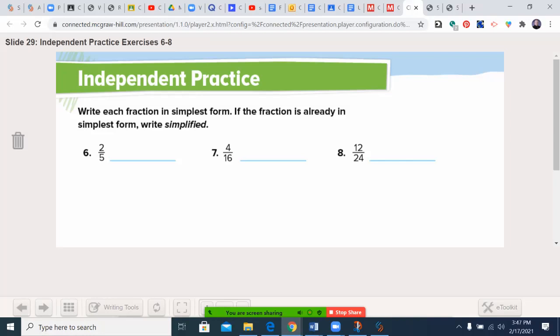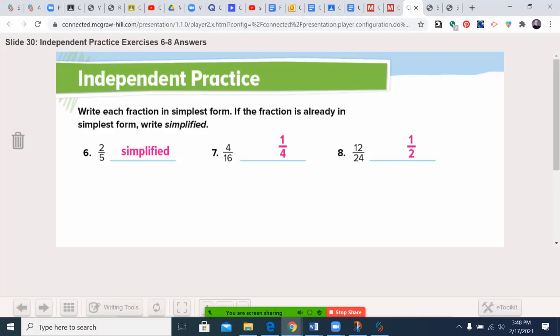All right, let's do 3 more. And this one will have at least one that is already simplified. You may pause the video now. Welcome back. Let's see how you did. 2/5 is simplified. The factors of 2 are 1 and 2. Factors of 5 are 1 and 5. 1 is the greatest common factor. There's nothing else I can do.